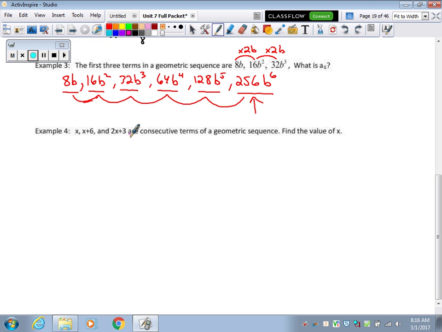x, x plus 6, and 2x plus 3 are consecutive terms of a geometric sequence. So, because it's geometric, that means the ratio has to stay the same. So, from an x to an x plus 6, that ratio has to be the same as from an x plus 6 to a 2x plus 3. So this ratio has to be the same as this ratio for it to be geometric.